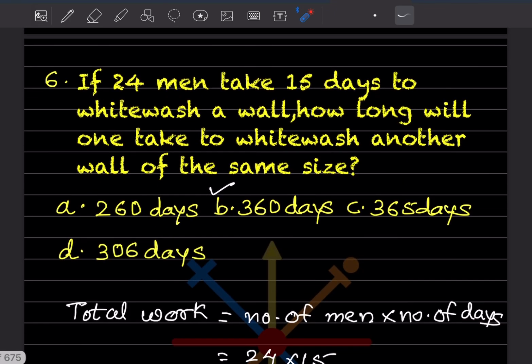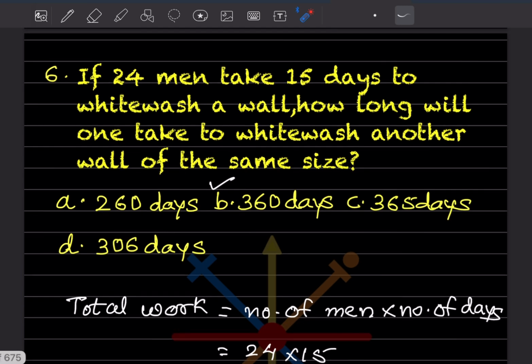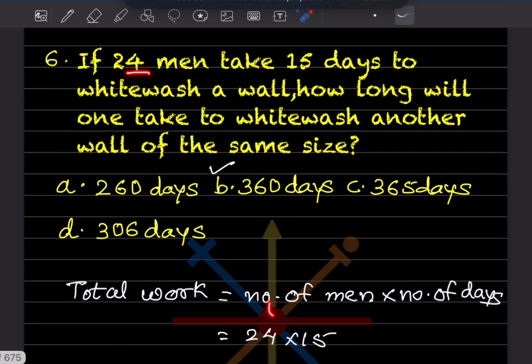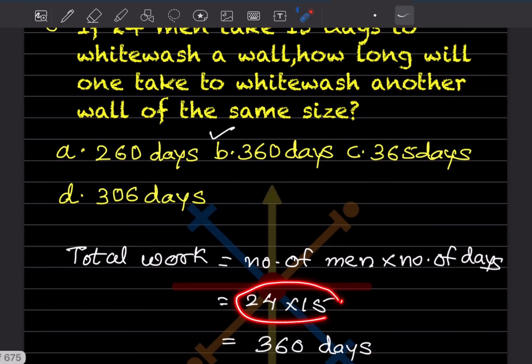If 24 men take 15 days to whitewash a wall, how long will one man take to whitewash another wall of the same size? Now what is the total work? Number of men into number of days. Here the number of men is 24 and the number of days is 15. So that is 24 into 15, which is 360 days. So this is the correct option.